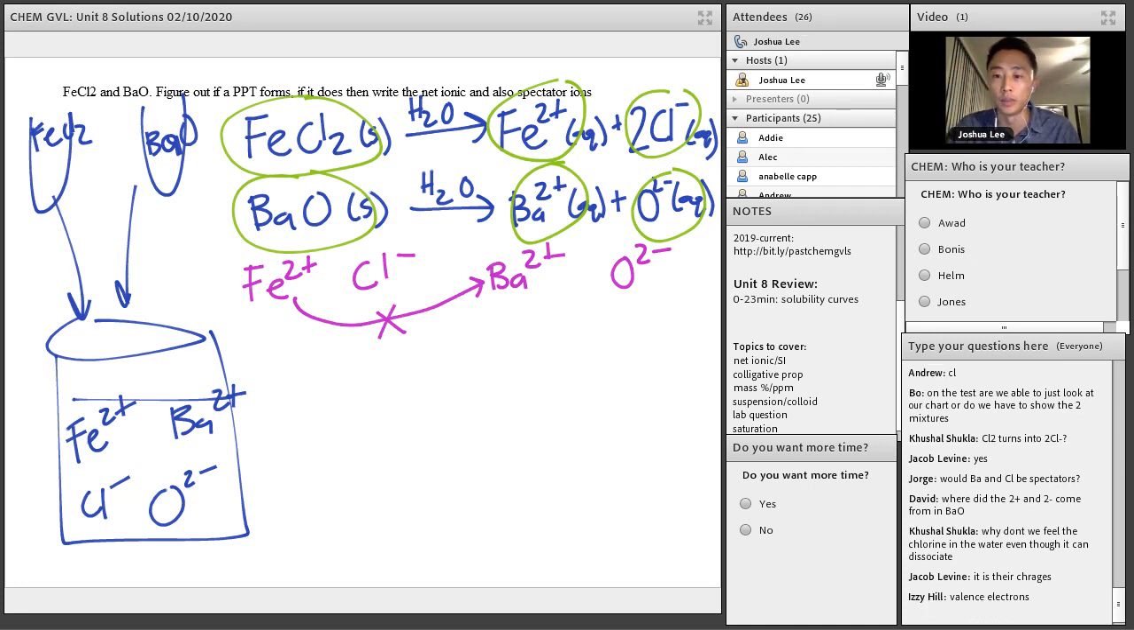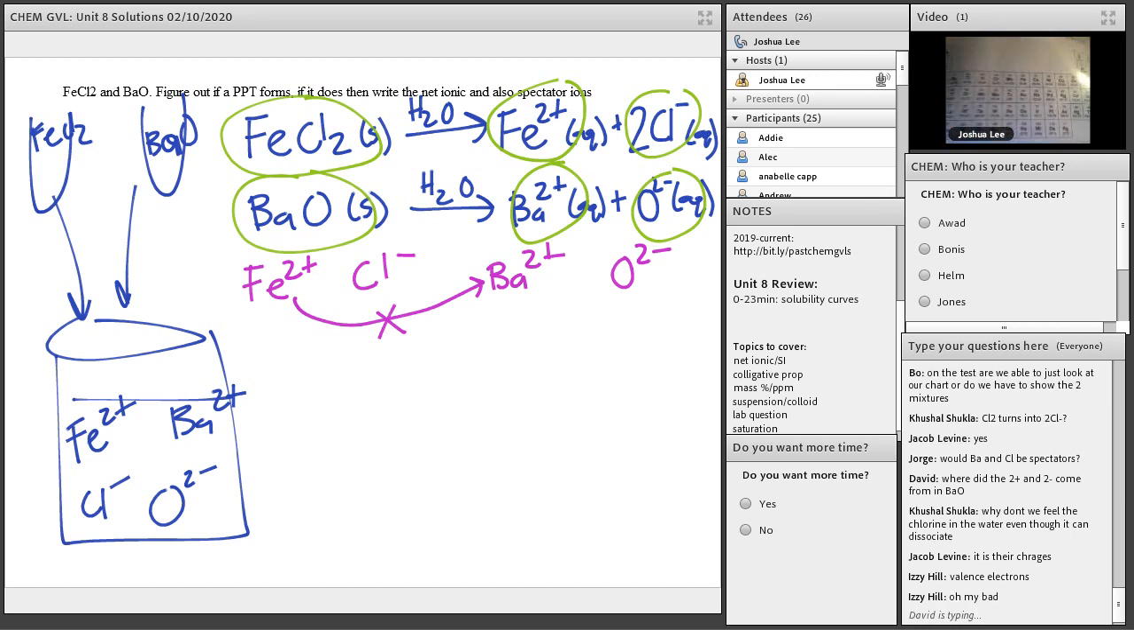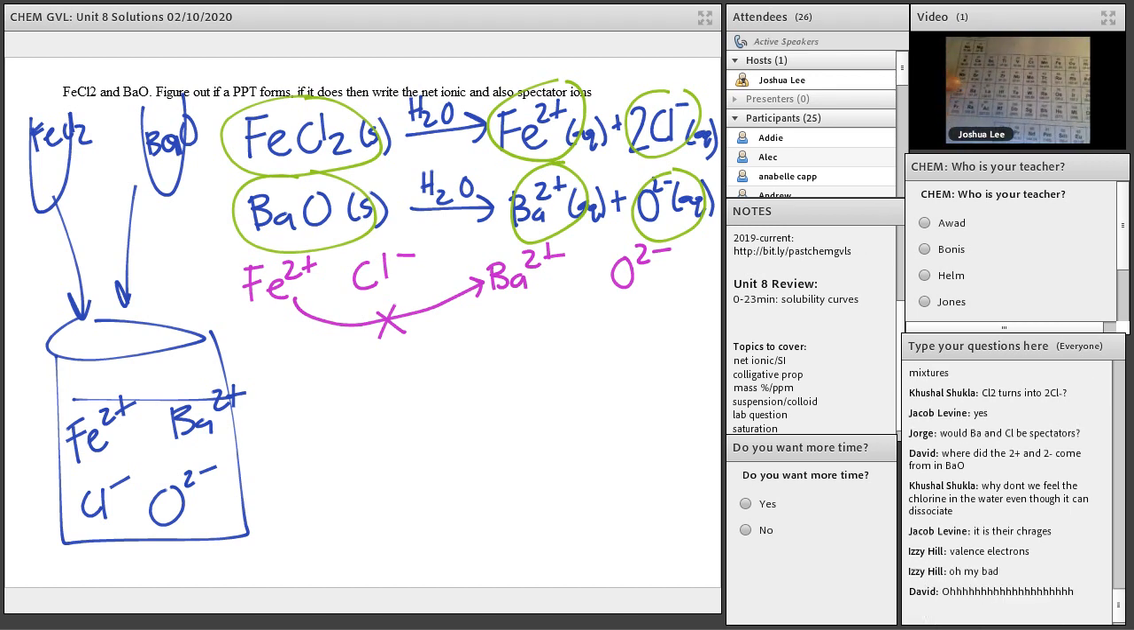Where did the 2+ and 2- come from? Barium, it's the charges. When we break up barium, barium is in group 2 right here, so when barium breaks up, it'll have a +2 charge, whereas oxygen is right here. It'll have a -2 charge.